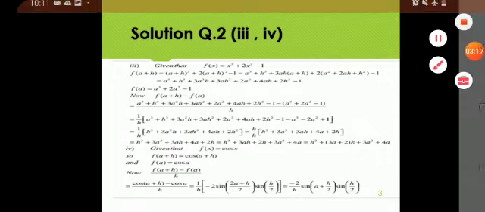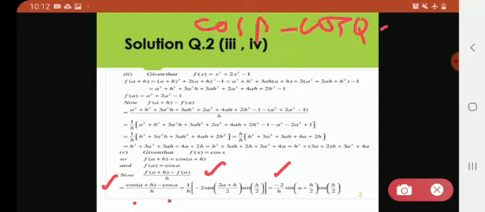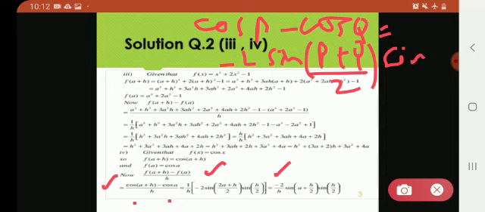you can see here, cos of a plus h minus cos of a, divided by h. Now how did this become this? If you remember chapter number 10, we have learned cos of p minus cos of q equals minus 2 sine of (p plus q) divided by 2 and sine of (p minus q) divided by 2. That's how you are going to write it, and the simplified form would be this.